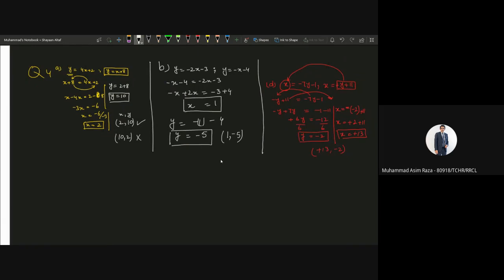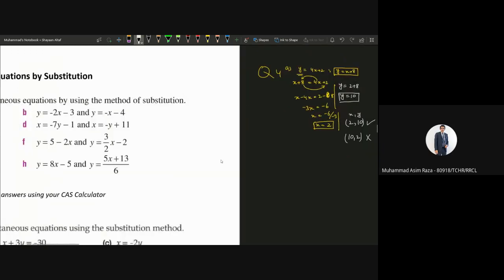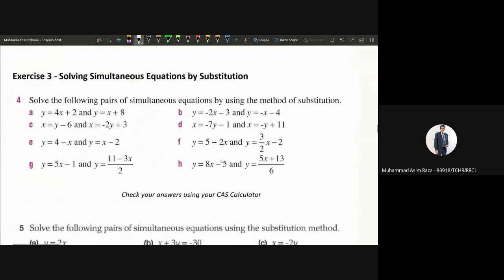Are you done with this question? Which one? This question 4 part D. Question number D. D for dolphin. Yeah, I've done it. Okay, so let's do another question. These are very easy. I think you should do one of the questions, either G or H. I think maybe I'll start off with G and then I'll do H as well.